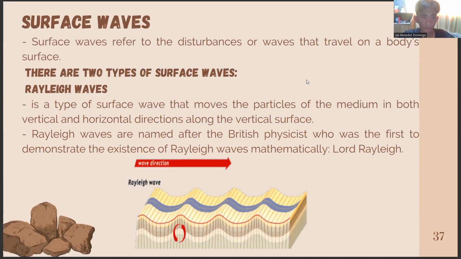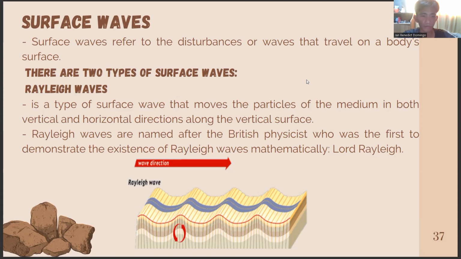The second type of wave theory is the surface waves. What are surface waves? Surface waves refer to disturbances or waves that travel on the surface of bodies. They are considered to be a combination of both longitudinal and transverse waves. There are two types of surface waves. These are the Rayleigh waves and Love waves. The first type is the Rayleigh waves.